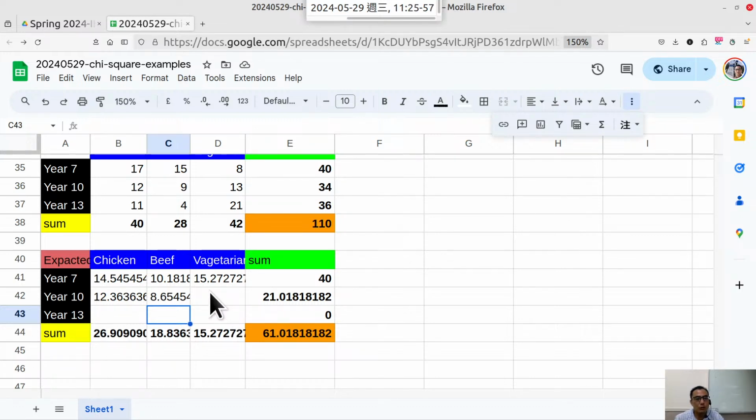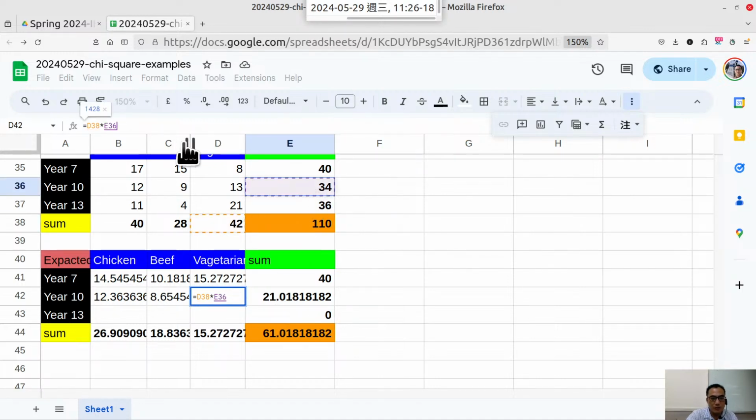Okay, and you can do it 9 times. Next week, I will tell you how to use your mouse to click it and change the parameter very quickly. And here, equal 42 times the year of 10. That should be 34 people, and divided by 110. Okay.